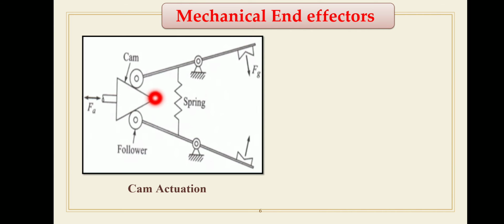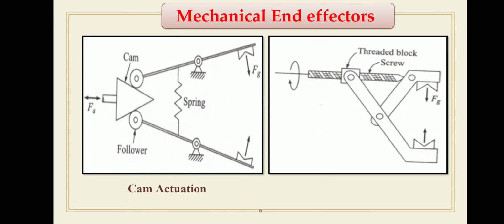The advantage of this arrangement is that the spring action can accommodate different size objects, meaning you can easily grasp different types of objects with the help of this spring. Then the third type of end effector is the screw actuation. This figure shows a mechanical type end effector with screw actuation.